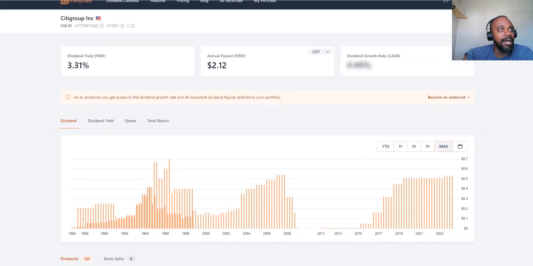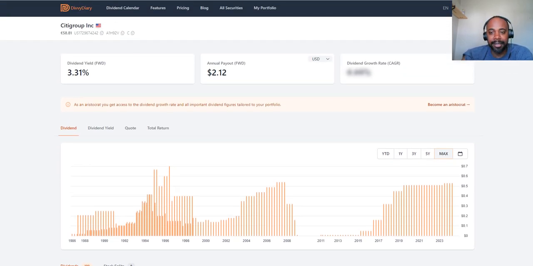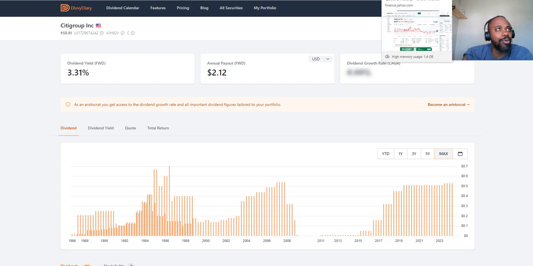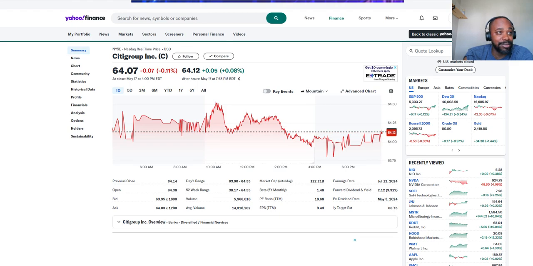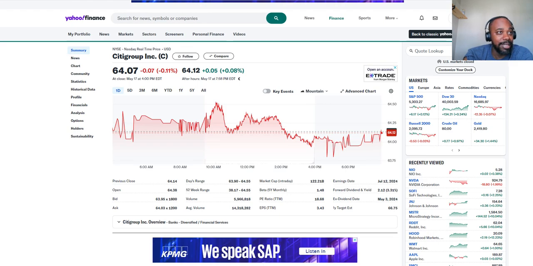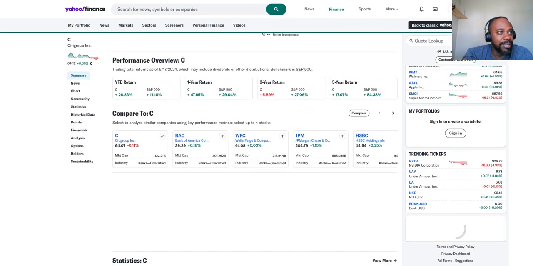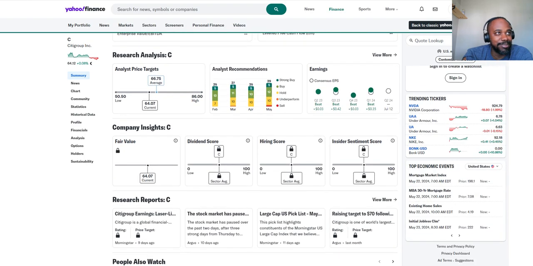Now, overall, the banking industry has been doing quite well this year, as it pertains to numbers. A lot of people expected the bank industry to not do as well. But when you look at Citigroup, one of the top here in America, you're getting a dividend yield of 3.31%, which is excellent.